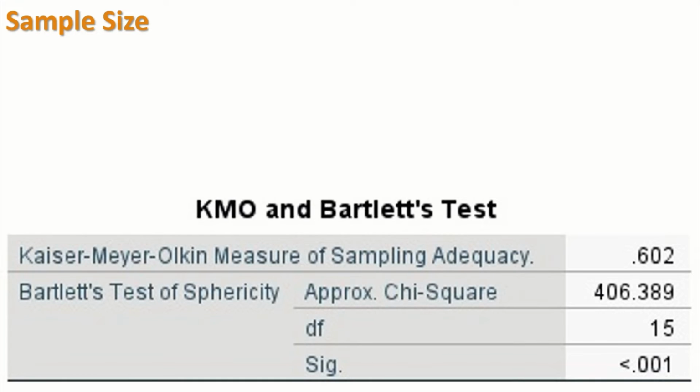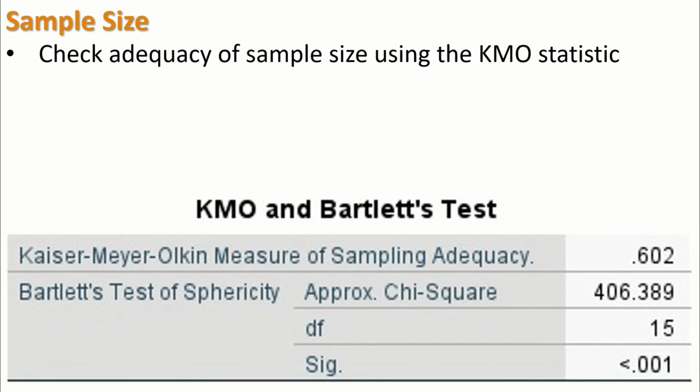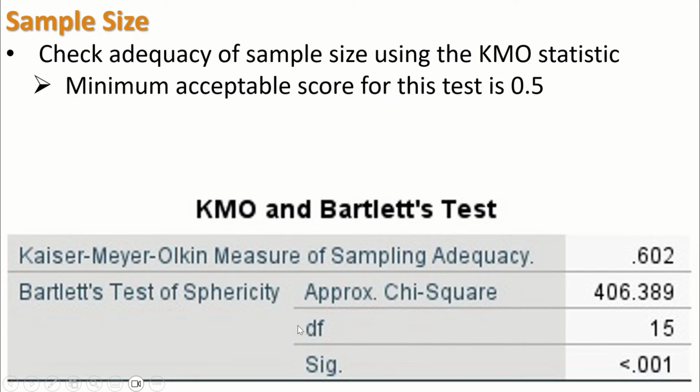The next step is to check the sample size adequacy. So to check sample size adequacy, use the KMO statistics as shown here. The sampling adequacy is given a value in this table, it is 0.6, and the p-value is less than 0.05. So the minimum acceptable score for this test is 0.5. Anything above 0.5 is considered to be enough data or sample size to perform the EFA. The p-value has to be less than 0.05.